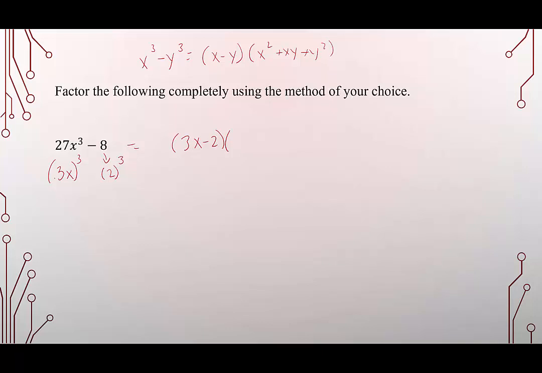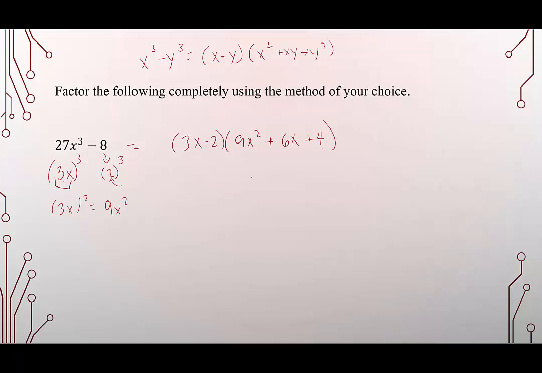So x itself in this case is 3x. 3x squared would be what? Let's try it again. 3x squared would be 9x squared. Be really careful. Make sure you square the entire first term. So we're going to get 9x squared plus, we're going to multiply the 2 together. 3x times 2 is 6x. And then it's going to be the second term squared. 2 squared is 4.